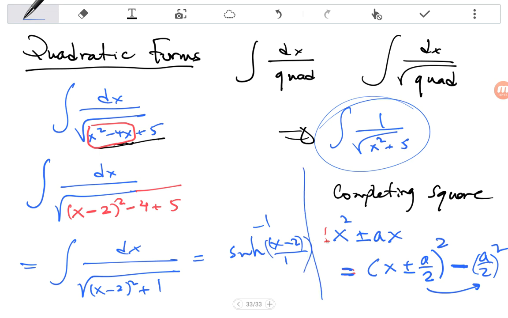Okay? What if I had any number instead of 1 as the coefficient of x squared? Is it going to be here? No, we take it outside. We just take it as a common factor and deal with this expression as it is. For example, if I had this expression, dx over root of 2x squared minus 4x plus 6.